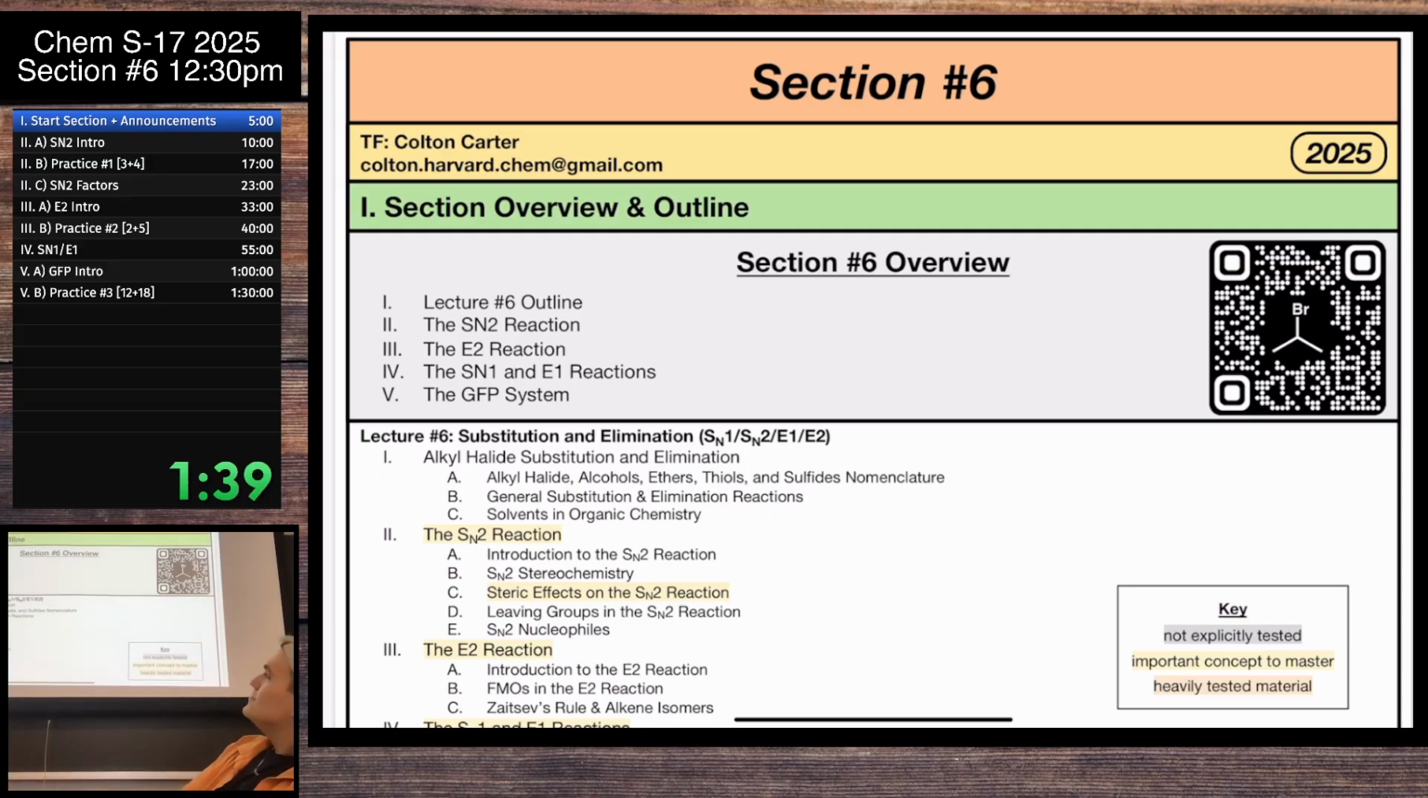The QR attendance code, we have an alkyl halide. Oh my god, it's matched with the lecture.